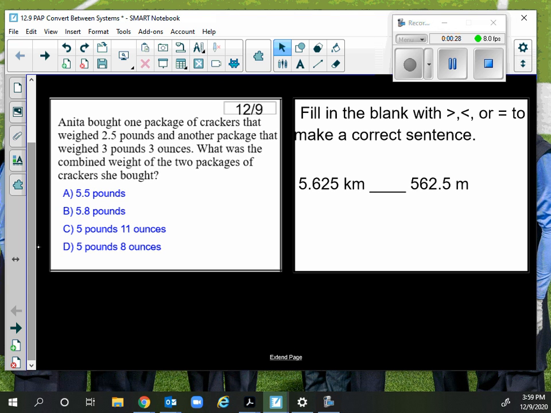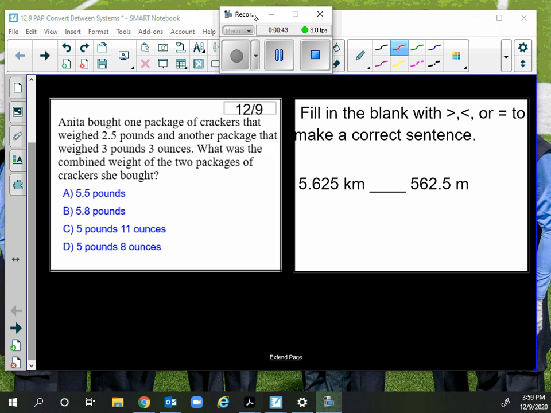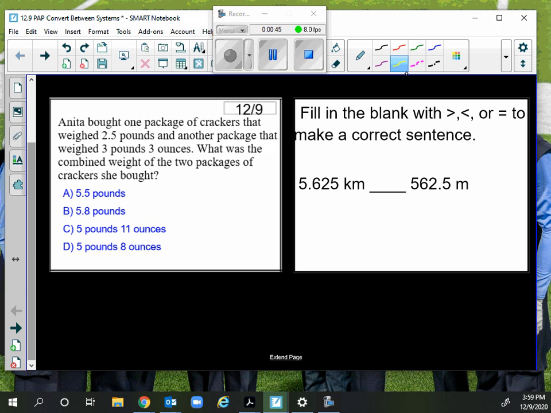Anita brought one package of crackers that weighed 2.5 pounds and another package that weighed 3 pounds, 3 ounces. What was the combined weight of the two packages of crackers she bought? So here's how we would attack this problem. First thing we've got to do is change what the 2.5 pounds looks like.